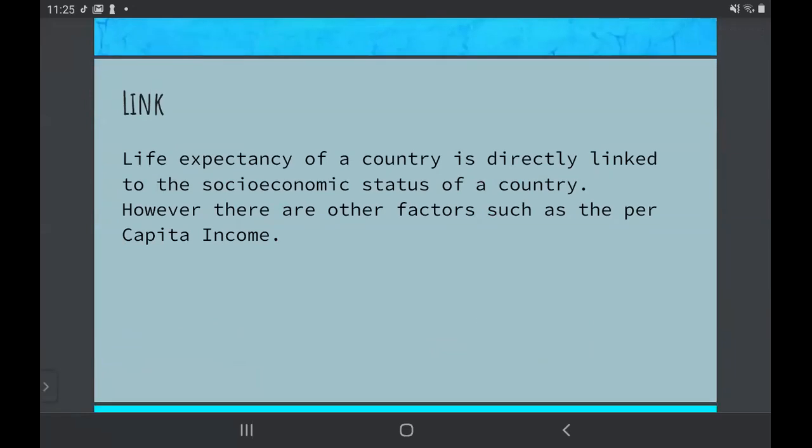So link. Life expectancy of a country is directly linked to the socioeconomic status of a country. However, there are other factors such as per capita income.